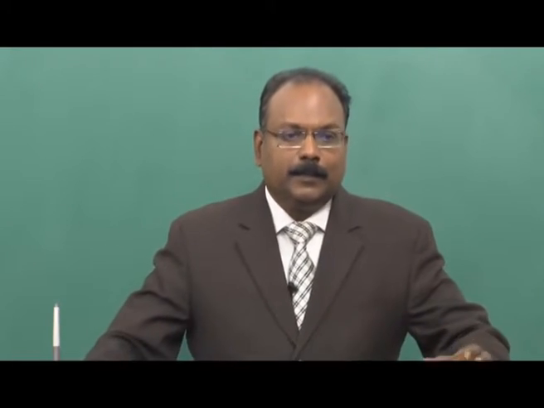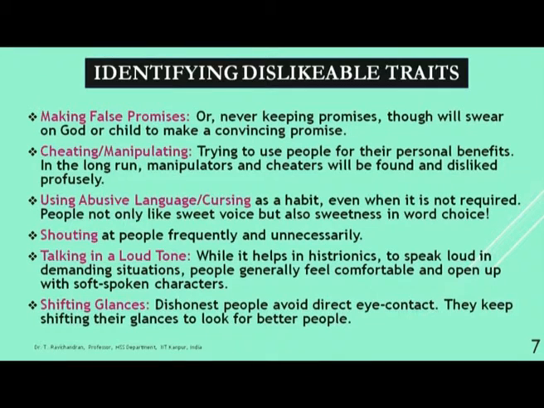The other dislikable traits: making false promises or never keeping promises. Though these people will swear on God or child to make a convincing promise, they will swear on anything. They will put their hand on fire, they will make all these promises, but they just forget it or ignore it, they do not do it. At the time they promise and get some money or some benefit from you, but their promise stands good only for that moment.